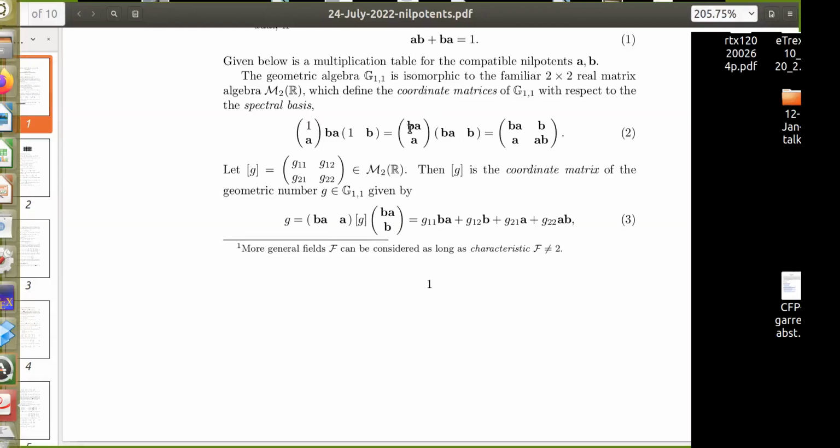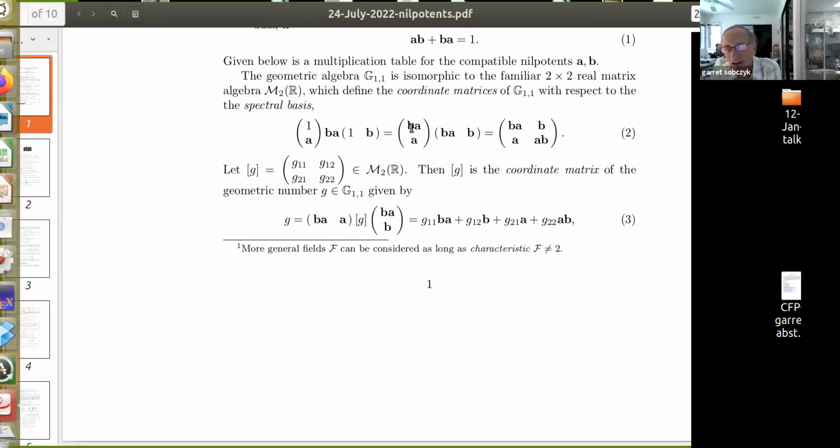Now I multiply this out. I'm using the rules of matrix multiplying a column vector times a row vector. So BA times BA is BA. BA times B is B. ABA is A, and AB is AB.